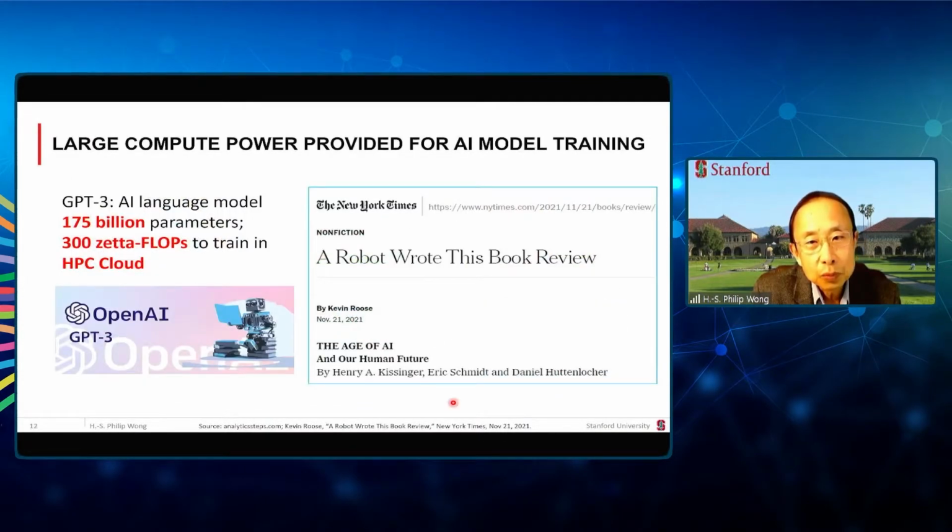As an example, one of the most advanced AI language models for creating realistic human quality text, the GPT-3, requires 300 zettaflops to train on high performance compute cloud. In return, the capability enabled by this AI language model can be quite impressive. GPT-3 was recently used by Kevin Roose, a tech columnist for the New York Times, to complete a book review.